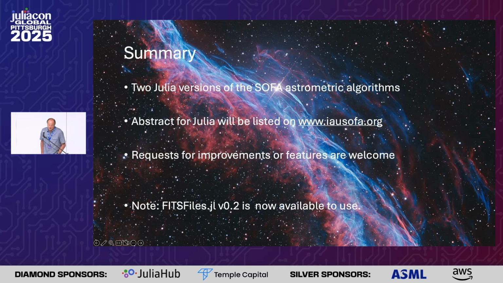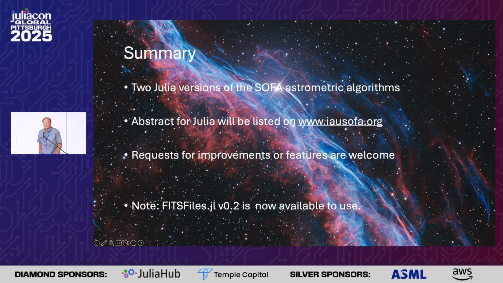And finally, there are basically 2 versions of the SOFA astrometric algorithms. So that's nice that we actually have a Julia version out there. The other thing is people at the IAU SOFA actually contacted me, so I've given them an abstract, and on their web page, this package will be advertised, which I think is a little bit of a help to make sure to let people know that it's out there.